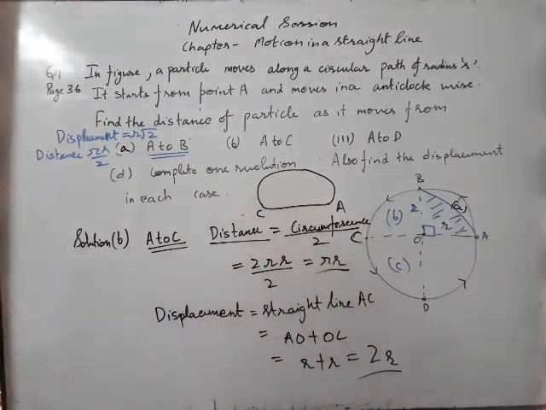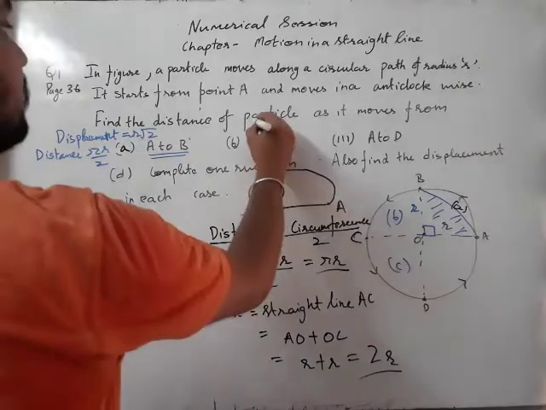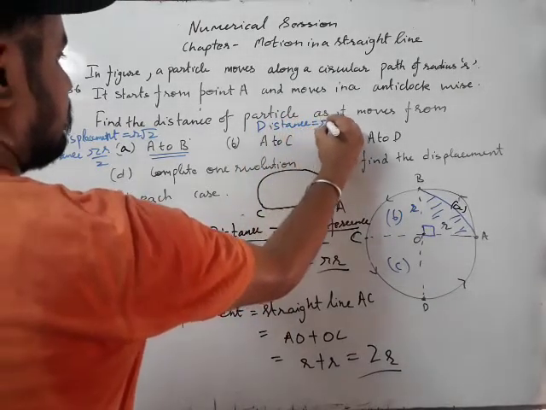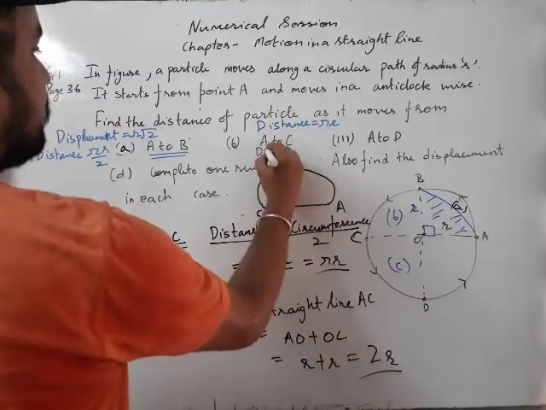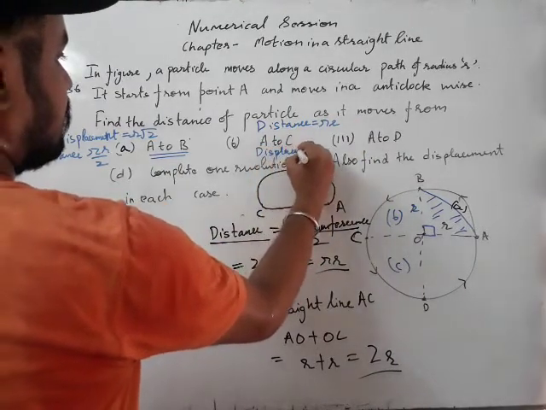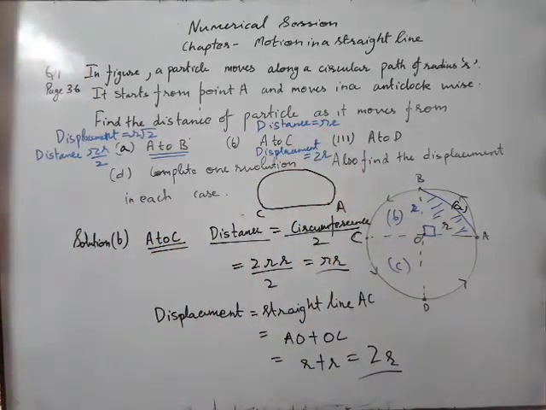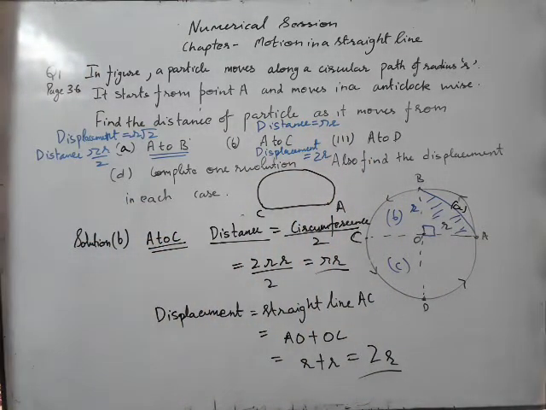So distance in the second part, ABC, will be equal to half the circumference, that is a semicircle from A to C. It forms a half circle or semicircle, you can say. So distance in this case is pi r, and displacement is the straight line distance, that is 2r. So we have two more portions to do.